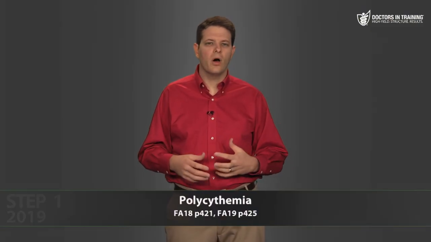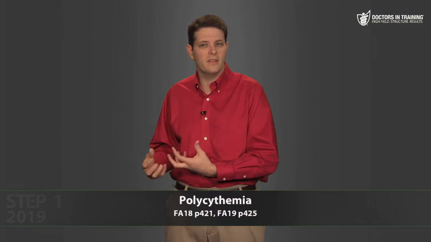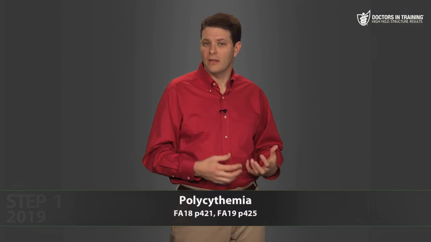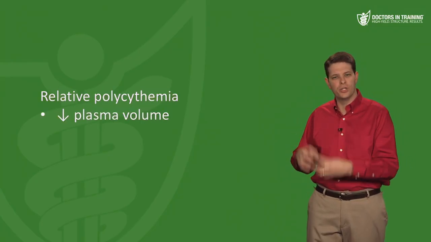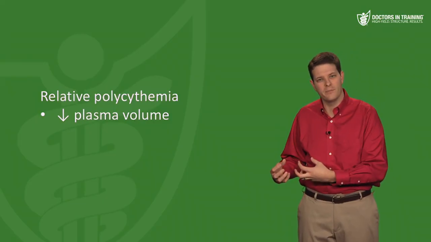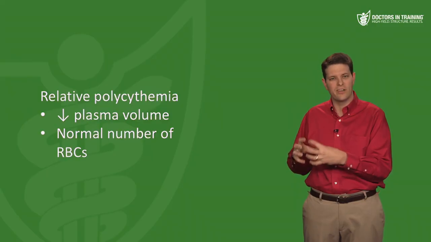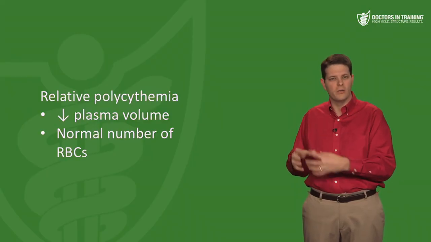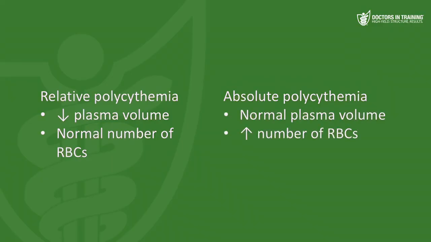So one way to think about all these causes of erythrocytosis is to think about whether this is a relative polycythemia or an absolute polycythemia. Relative polycythemia just means that the plasma volume is reduced so that the red cell count is increased relative to the plasma volume. So the absolute number of red cells is normal, but the plasma volume is contracted, so you have more red cells per unit of blood volume. Absolute polycythemia means that the plasma volume is normal, and you actually have too many red cells.